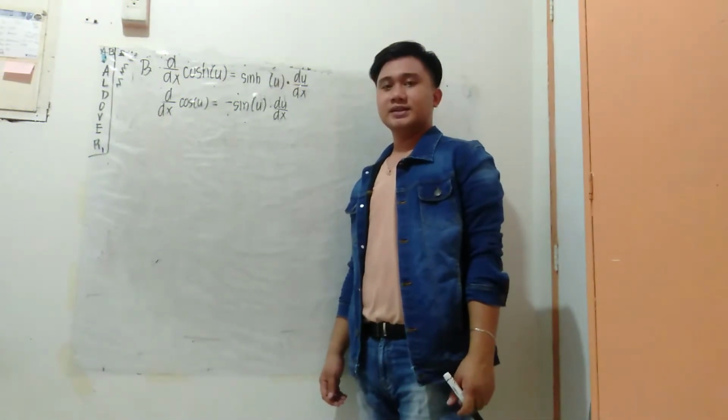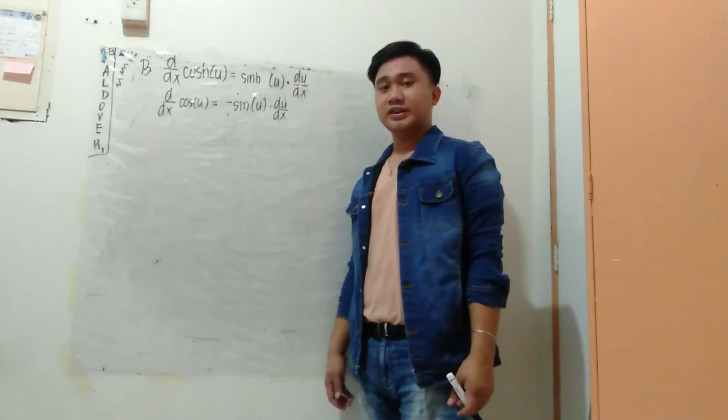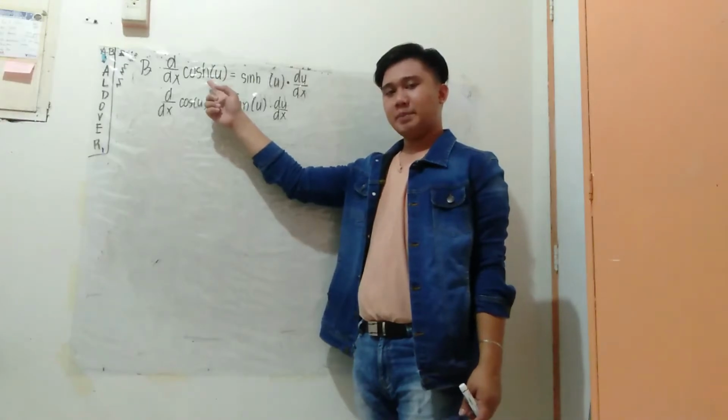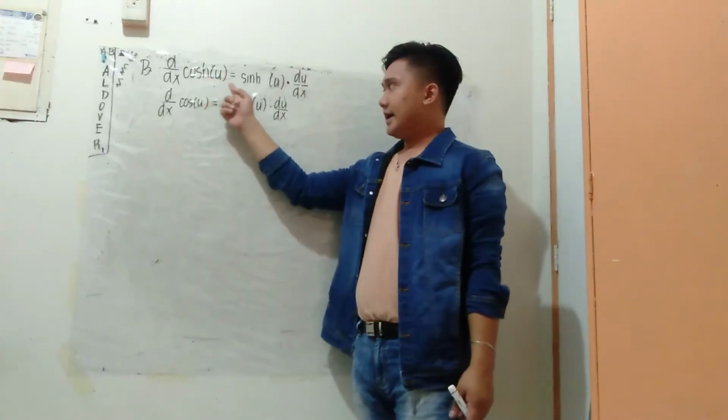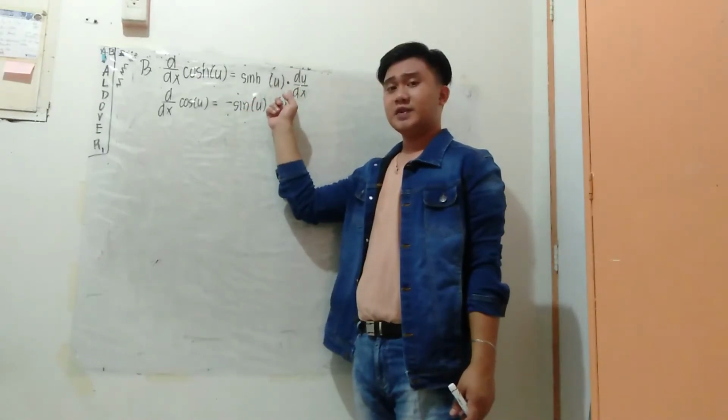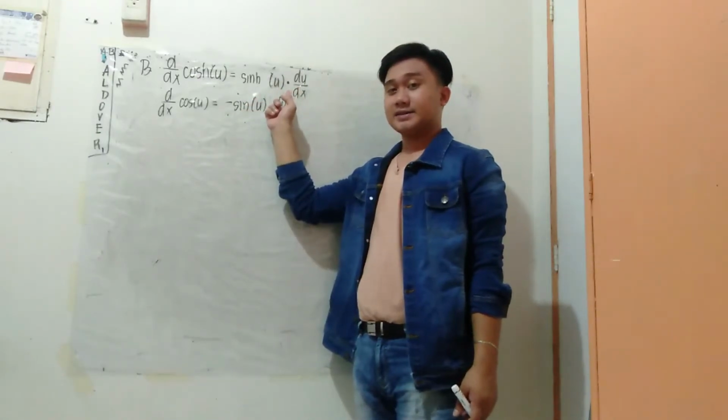Okay, so we're down to the second formula, and this time is for the hyperbolic cosine. So the derivative of hyperbolic cosine of u is sinh, or hyperbolic sine of u, times the derivative of u with respect to x.